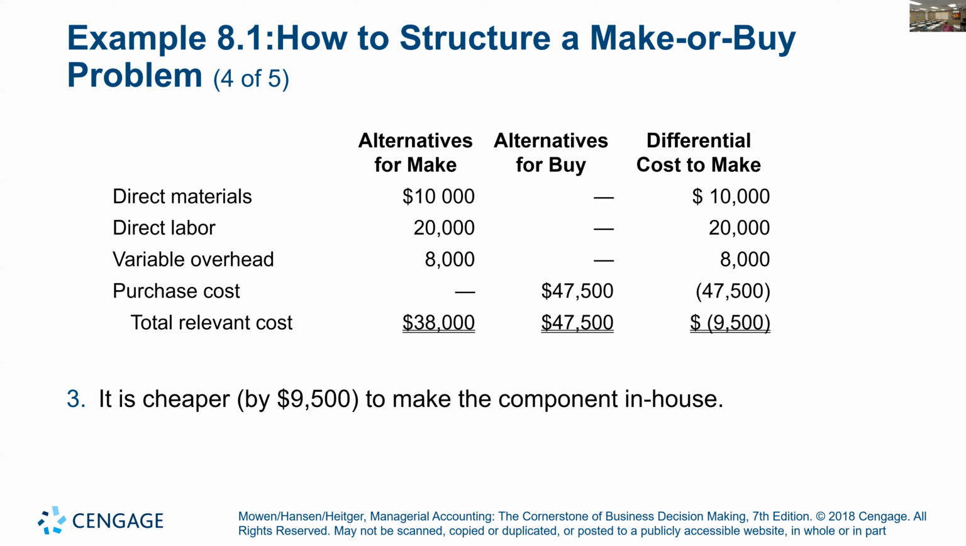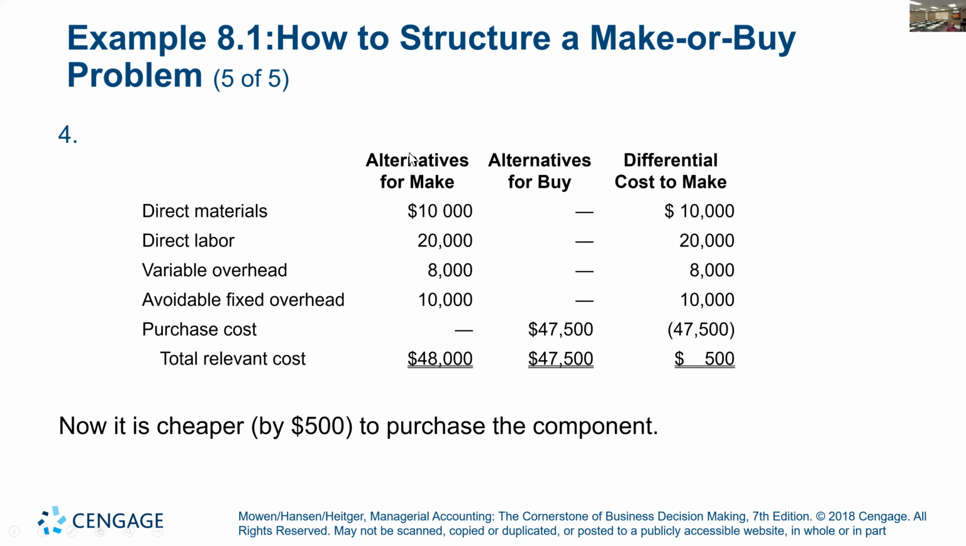So the differential column, when you're reading it, is if number 2 instead of number 1. We will save $10,000 on direct materials. We will save $20,000 on direct labor. We will save $10,000 on variable overhead. We will pay $47,500 for the component externally, meaning it will cost us $9,500. It is cheaper to keep making it in-house, which is what we will keep doing.